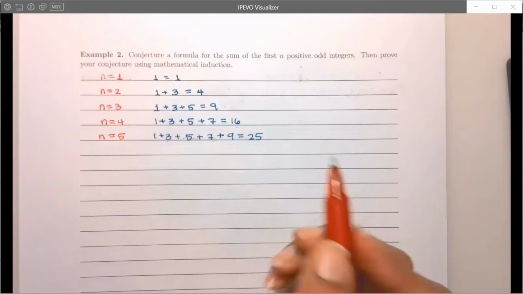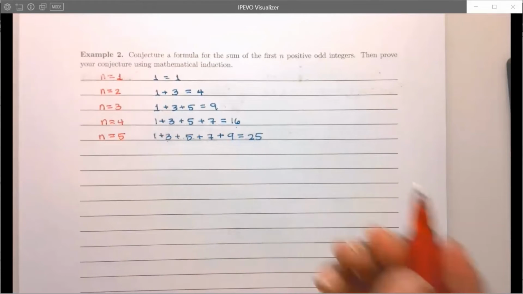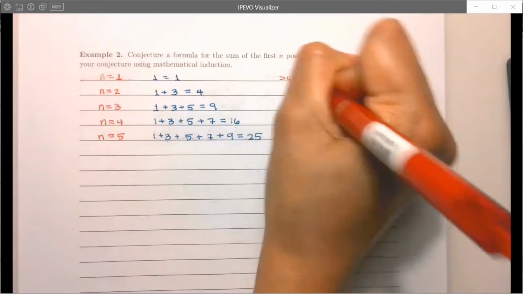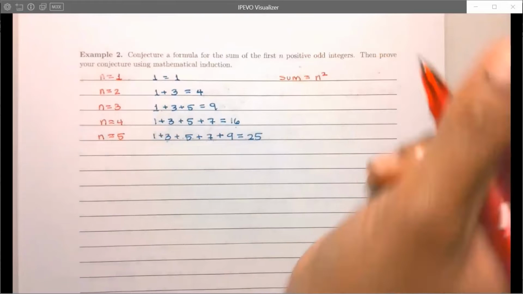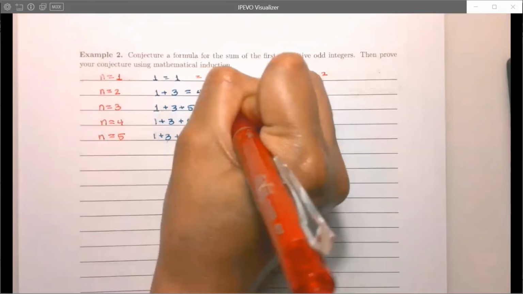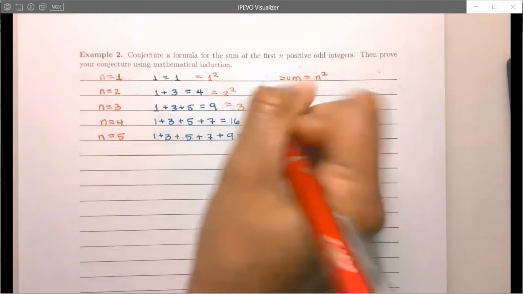And so what we're seeing, or the pattern that at least pops out to me, is that the sum is always equal to n squared, right? So for instance, this is 1 squared, this is 2 squared, so on and so forth.